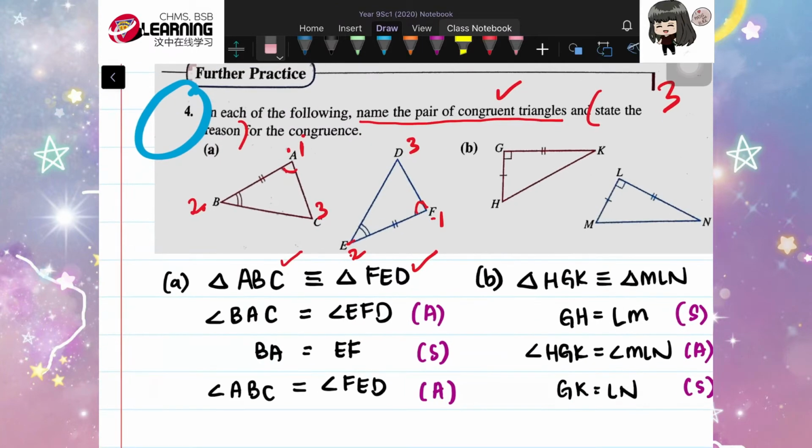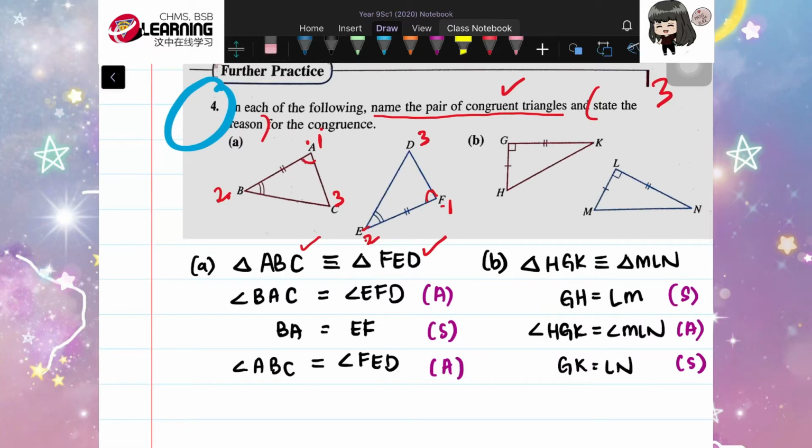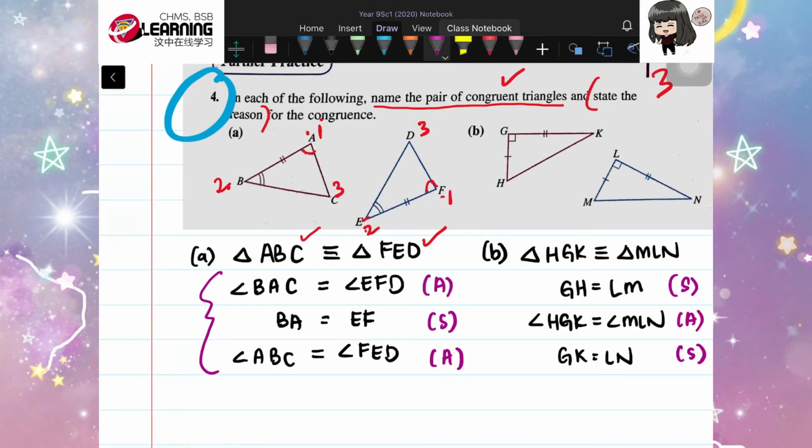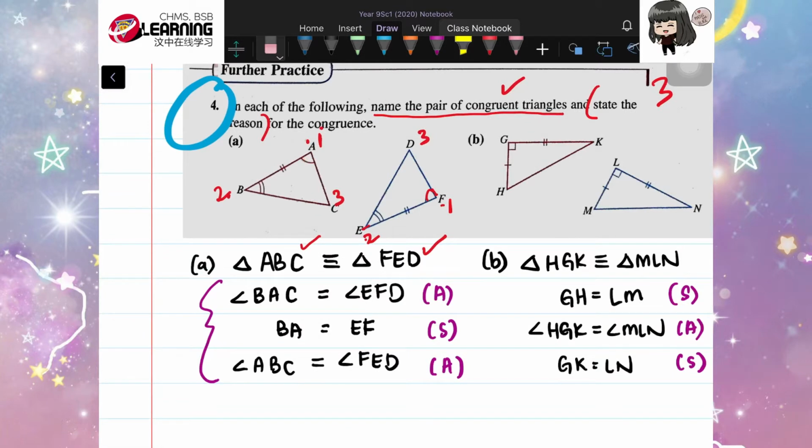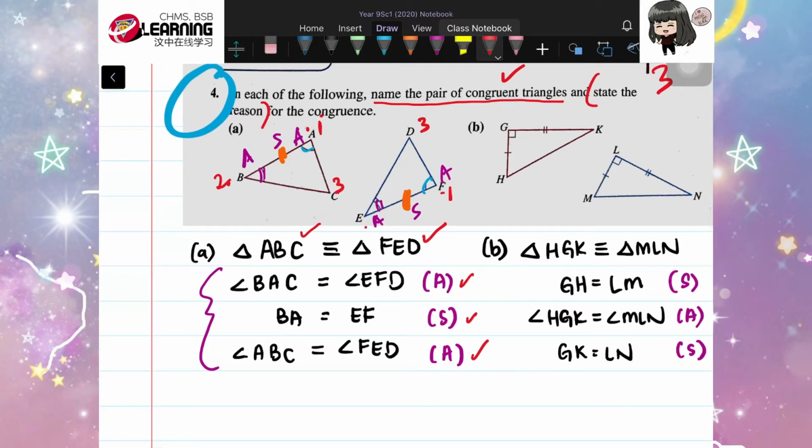Okay, so the reason is here. You must state 3 reasons, to confirm that they're congruent. Here we can see that obviously the first angle is the same, first angle same, and then we have a side and a side, and the third one is an angle. So this is angle, side, angle. This one also angle, side, angle. So the reason here is angle, side, angle.